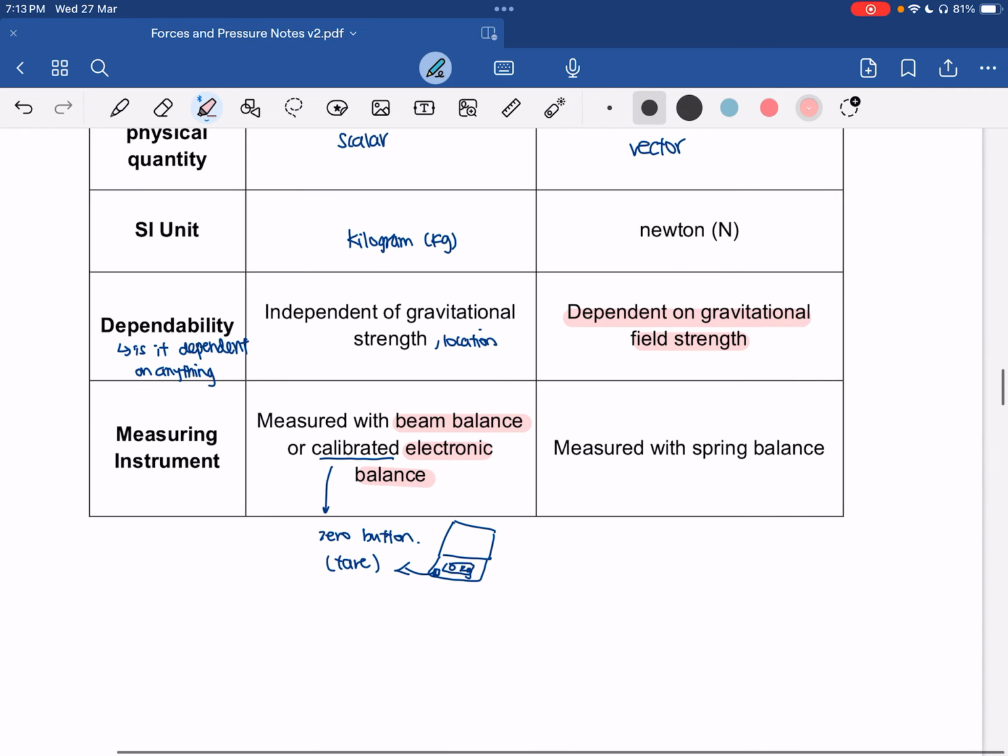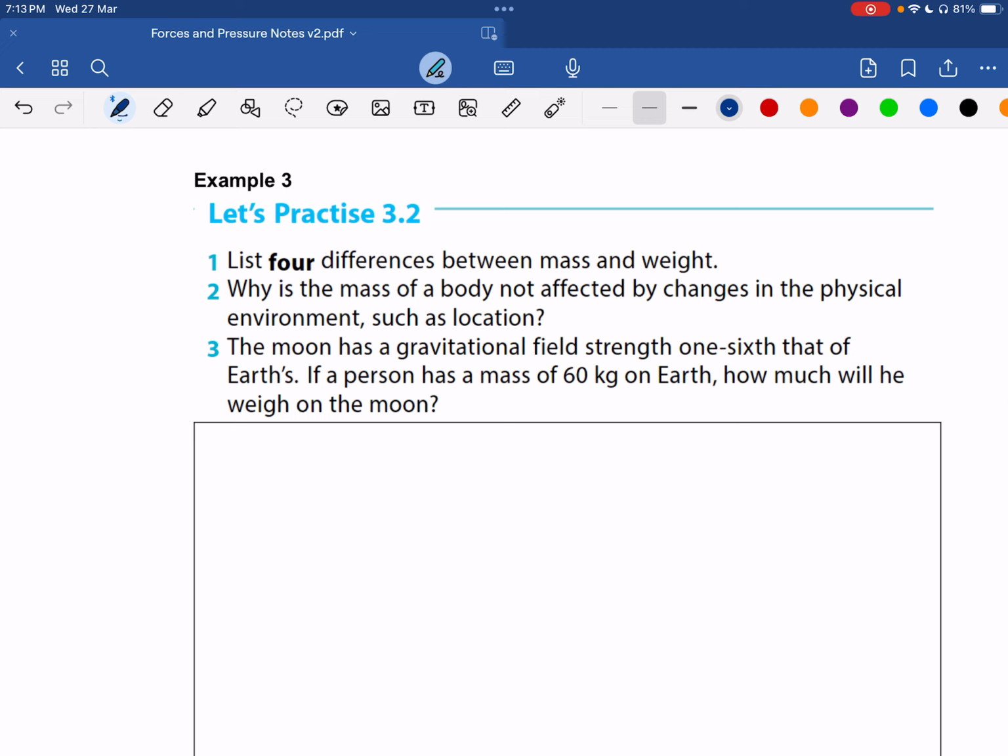Okay, so this one, please highlight it. You will need to know the key differences. Now let's practise 3.2. List four differences of mass and weight.